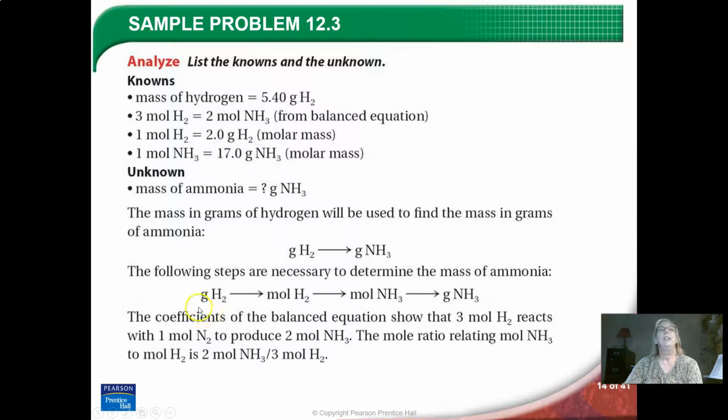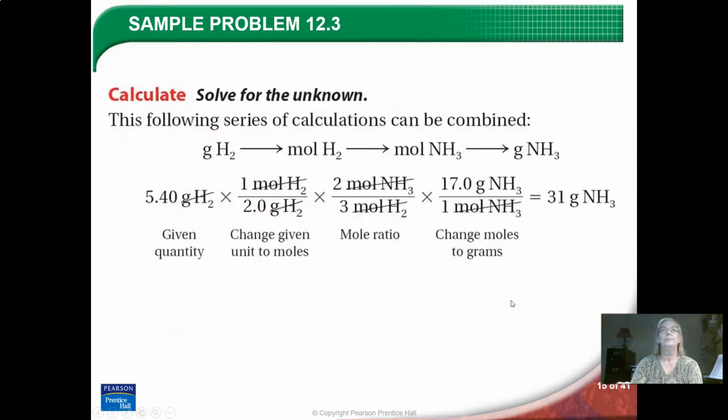We're going to have the grams of hydrogen that was given. We're going to change it to moles of hydrogen using the molar mass. We're going to change it to moles of ammonia knowing the molar ratio. Then we're going to change it to grams of ammonia knowing the molar mass. Okay, so we're going to use given, conversion factor, conversion factor, conversion factor. So here we go. This is our given.